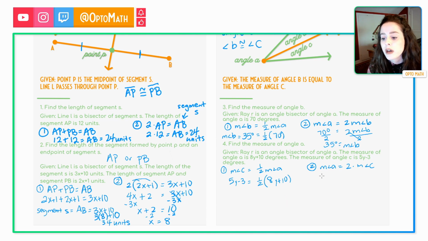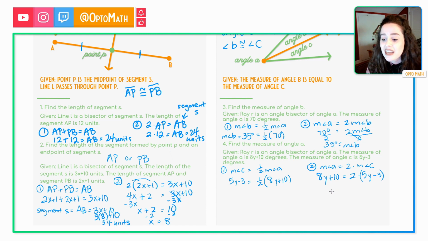Let's write it this way as well. Measure of angle A is 8y plus 10. And that's 2 times the measure of angle C, which is 5y minus 3. Now make sure you put 5y minus 3 in parentheses because it's 2 times the whole thing. If you didn't put parentheses, then you would have only had a 10y and you wouldn't have ever gotten the negative 6y, and it would be wrong.